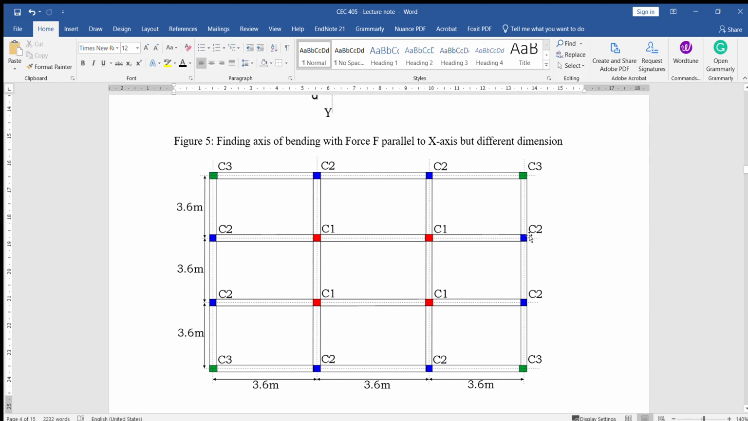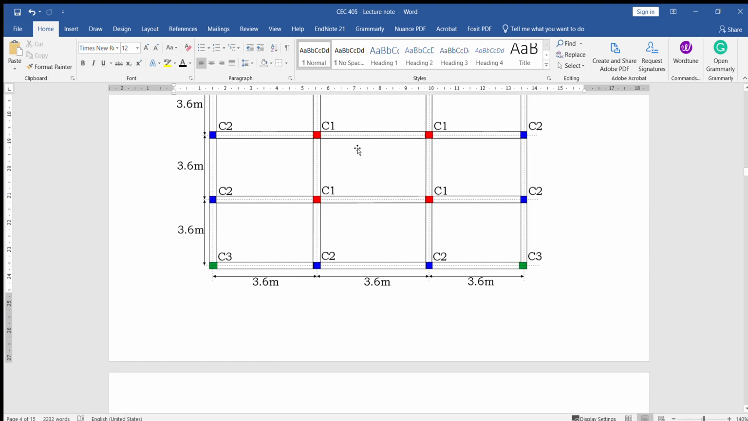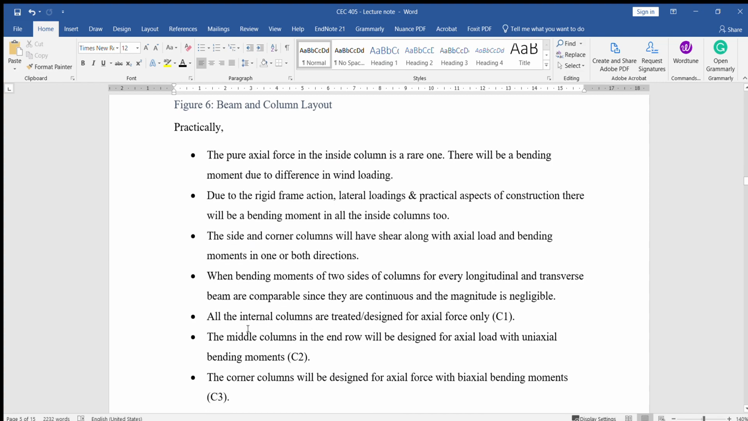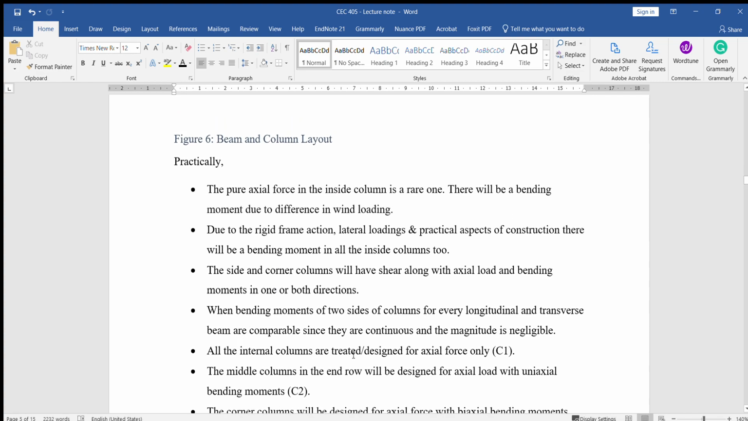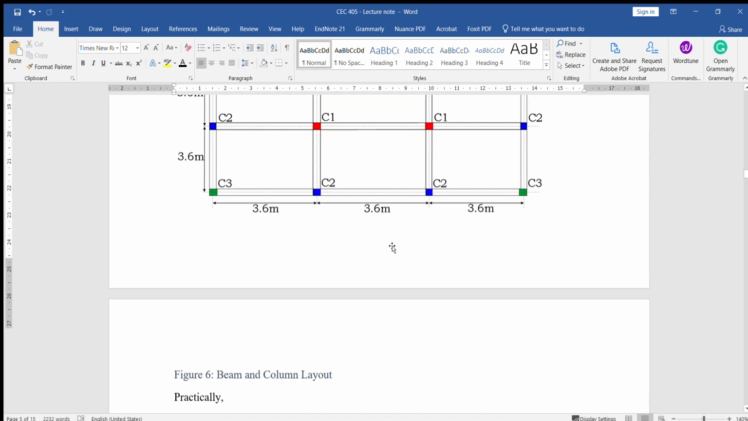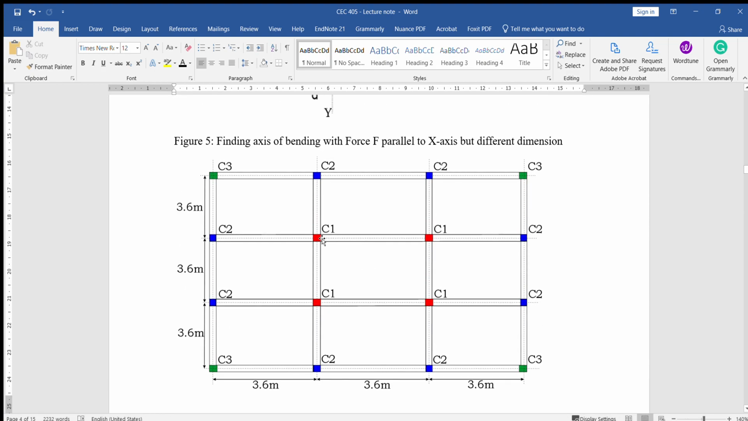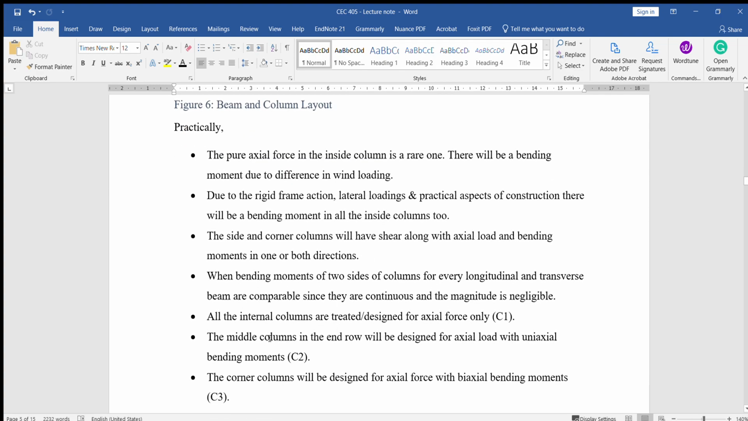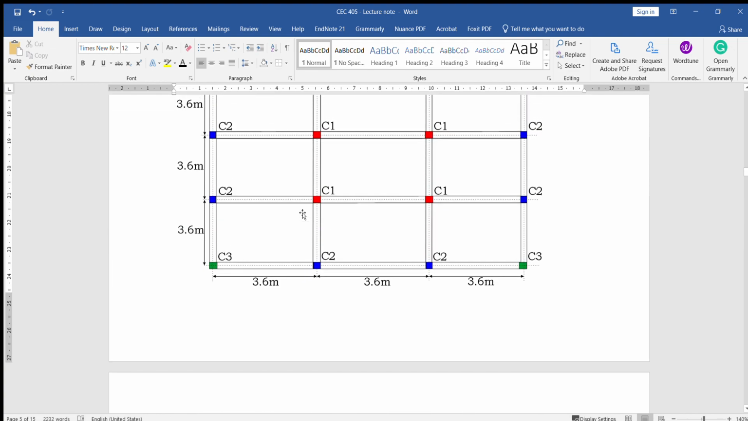The side columns, we can talk about C2 and C3 being the side columns, while C1 is the internal column. Now, all the internal columns are treated for axial force only. That is, they are treated as axially loaded columns, that is, the load is acting at the centroid. Now for this particular one, the middle columns in the end row will be designed for axial load with uniaxial bending moment. Where are the middle columns?